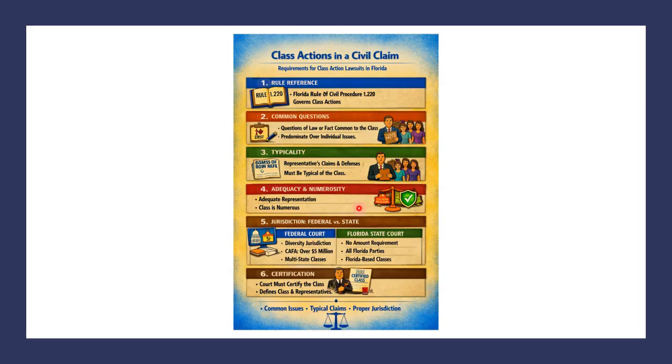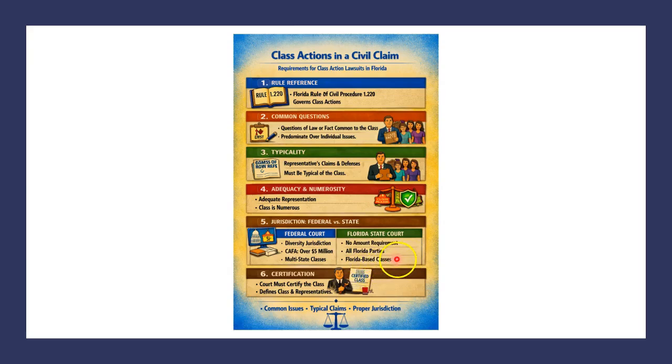Jurisdiction can be federal versus state. In federal court, we use diversity jurisdiction, or the Class Action Fairness Act, when the amount is over 5 million, and if they're multi-state classes, we need to go to federal court. In state court, there's no amount requirement. All Florida parties would be included in a Florida-based class, so it would not be the whole nation. So federal court can be an important choice if you want to take it further than just Florida.